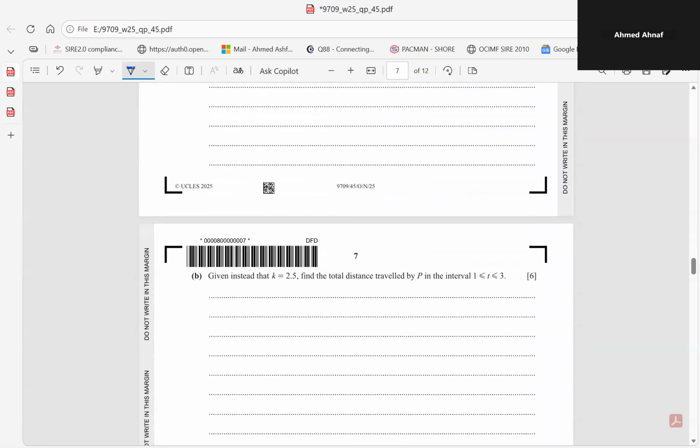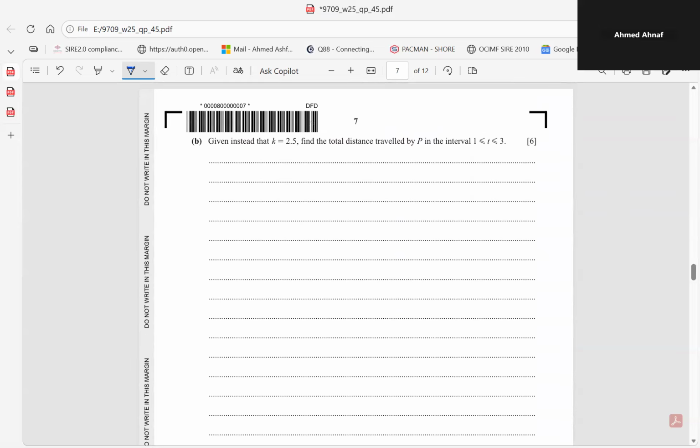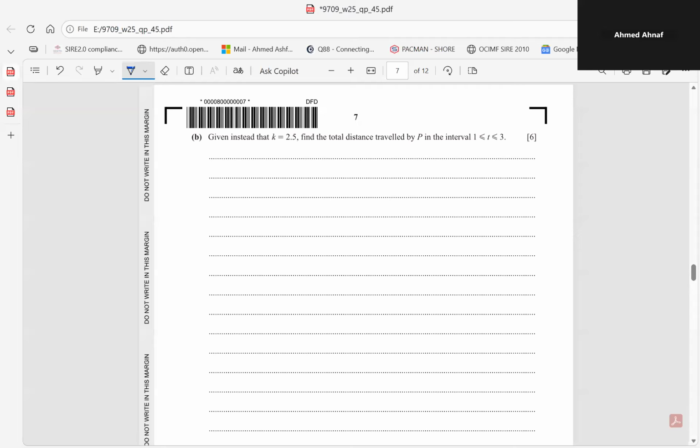Let's move on to the next part. For the second part, we are told that instead k is equals to 2.5, we need to find the total distance traveled by p in the interval for t between 1 and 3 seconds inclusive. So keyword here is total distance, not displacement. But I don't think it should be a problem for us since P is not in instantaneous rest at all. So we can probably just take the displacement straight away.